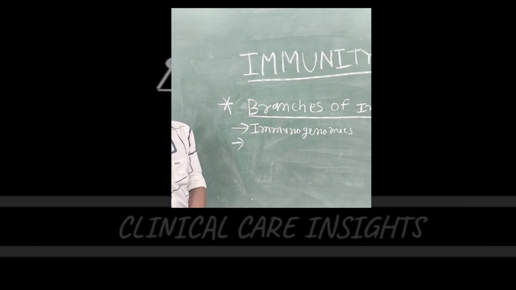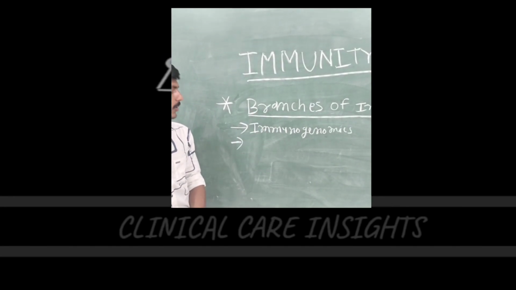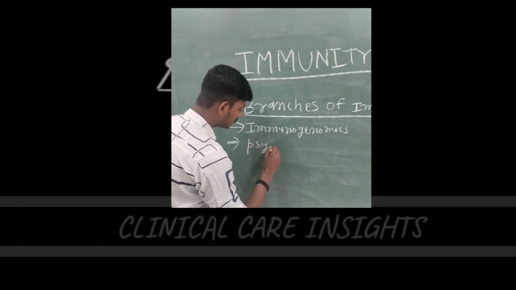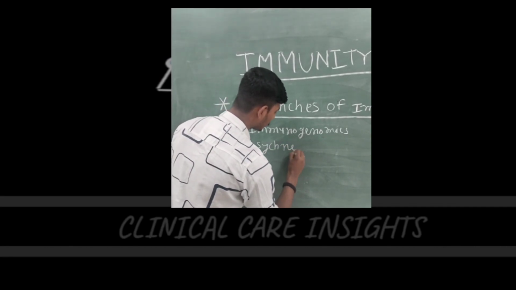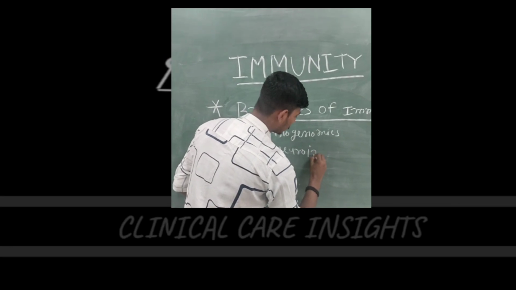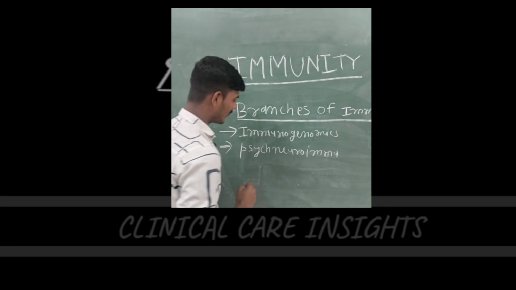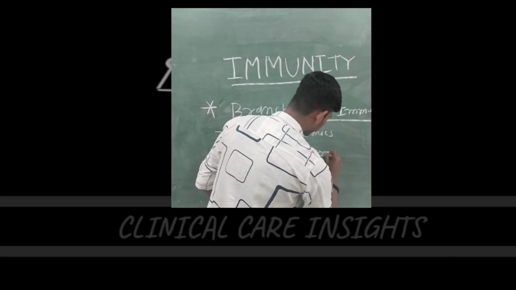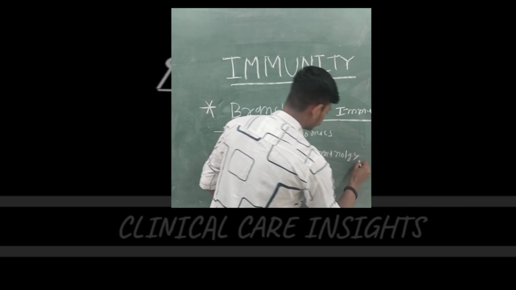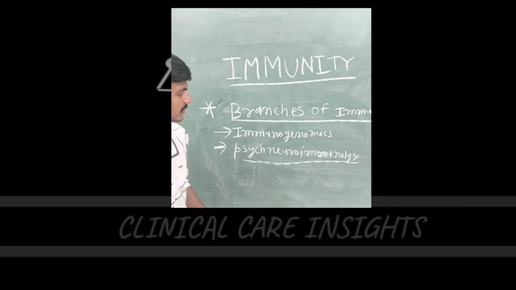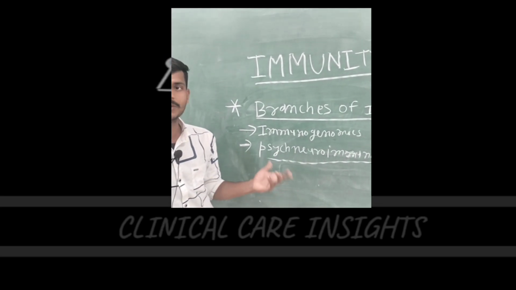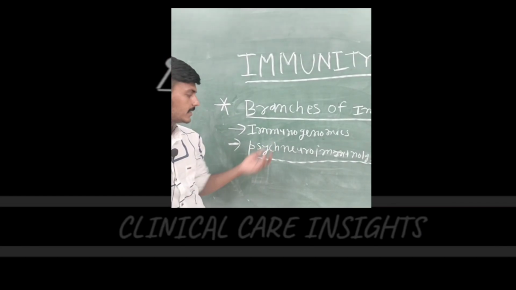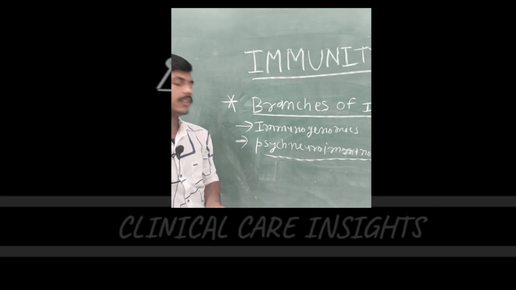Another branch in immunology is called psychoneuroimmunology. The term is a bit long. Now, my friends, you understood this by seeing the term. It's basically the study of immune functions in our nervous system.